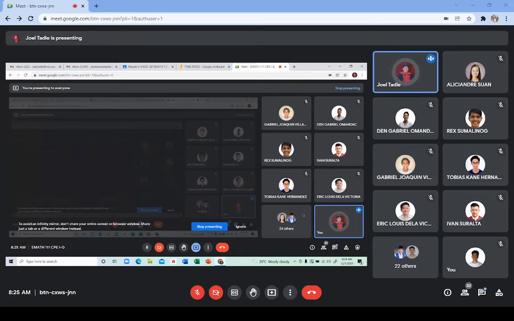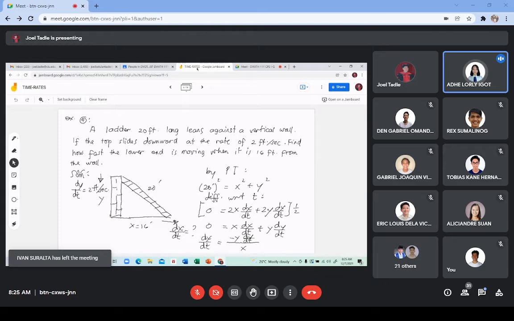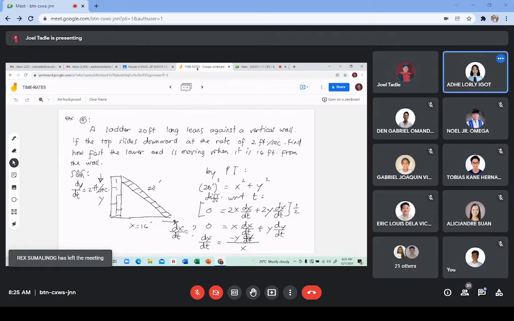Miss Adelorly, please read. A ladder 20 feet long leans against a vertical wall. If the top slides downward at the rate of 2 feet per second, find how fast the lower end is moving when it is 16 feet from the wall.